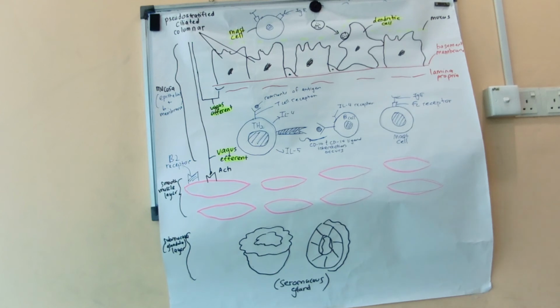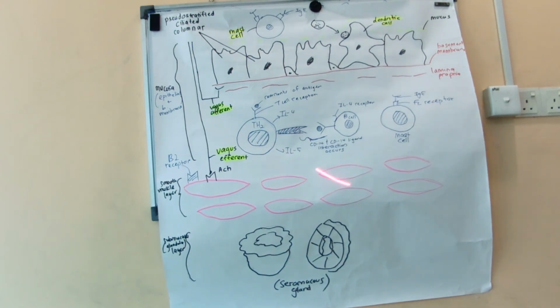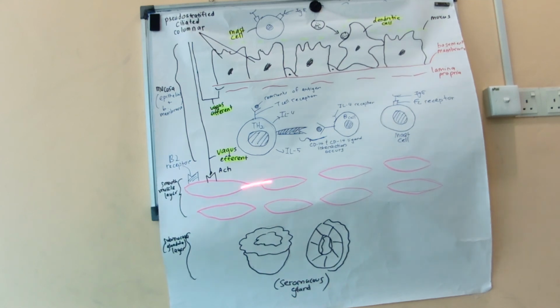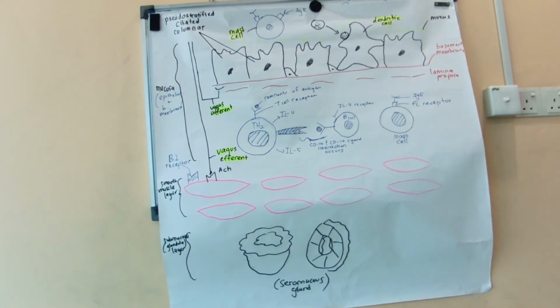The mast cell also produces another thing, that is prostaglandin, which causes bronchoconstriction as well as mucus secretion. But remember, prostaglandin does not act on the blood vessel. It only acts on the smooth muscle for bronchoconstriction as well as the seromucous gland. So that is those.